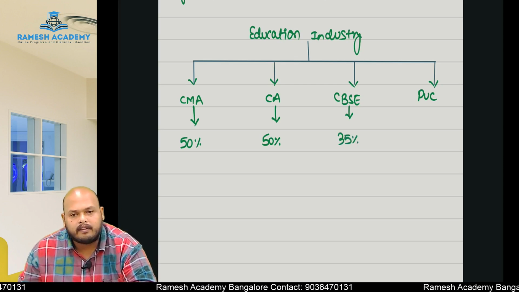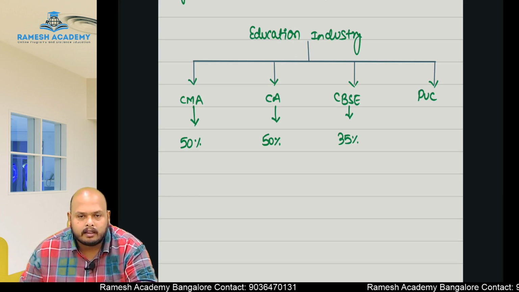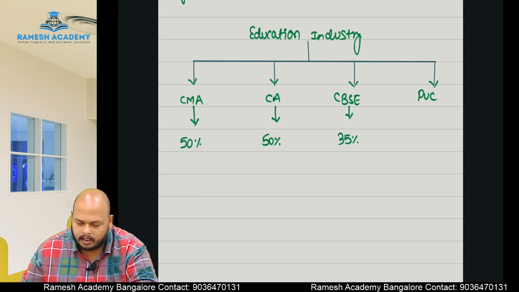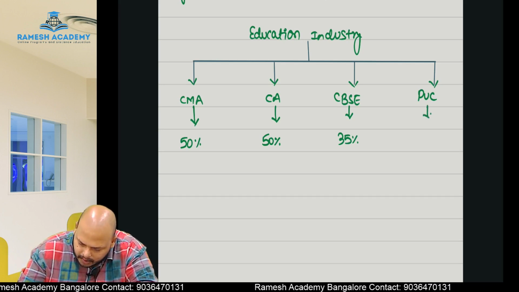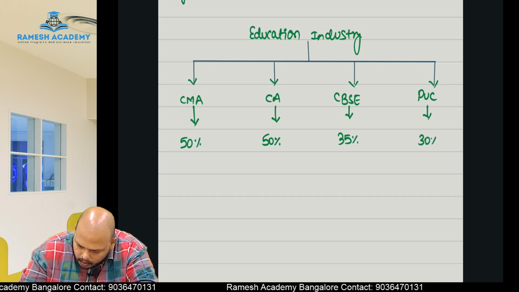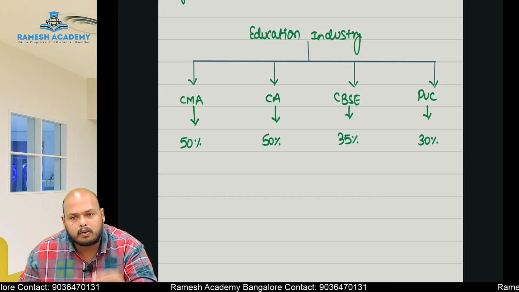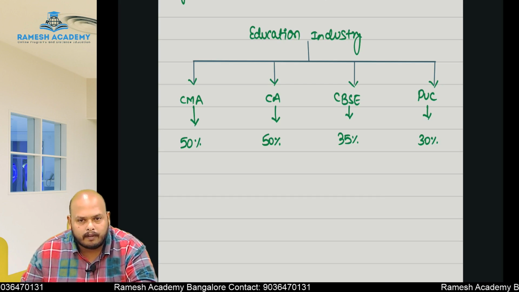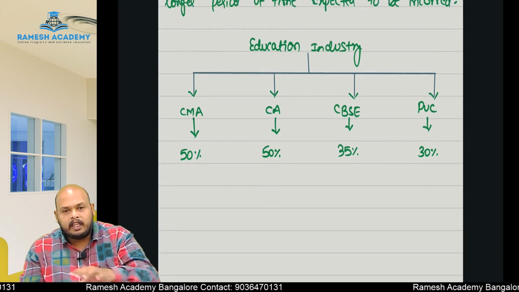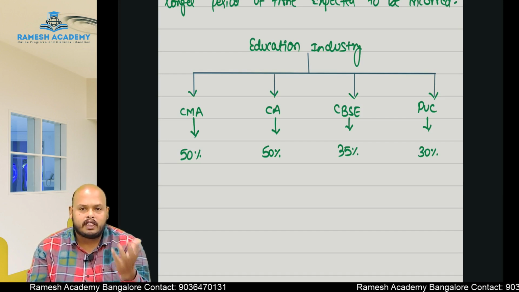35%. If a person is scoring 35% out of 100, then technically he is said to be a qualified student in the CBSE background. Next, if a person is a PUC student, what is the technical estimation expected for a board? 30%, PUC board. Out of 100, if a person is scoring 30%, technically he is said to be a PUC qualified student.